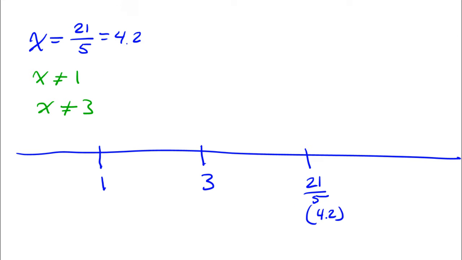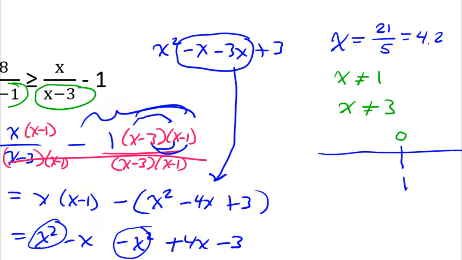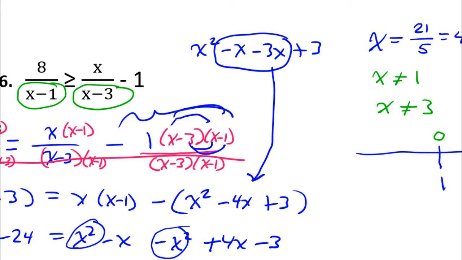Excluded values are always graphed as open circles because open circles mean the value is excluded. On the other hand, the 21/5, sometimes this solution will be an open circle and sometimes it will be a closed circle.